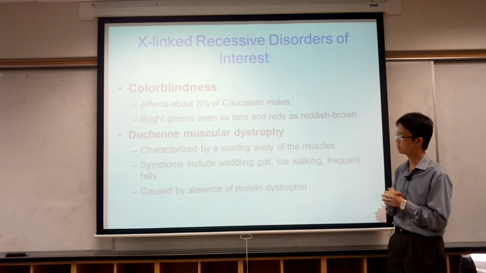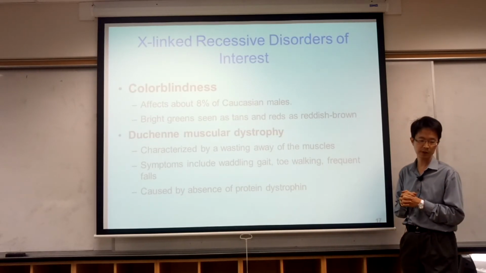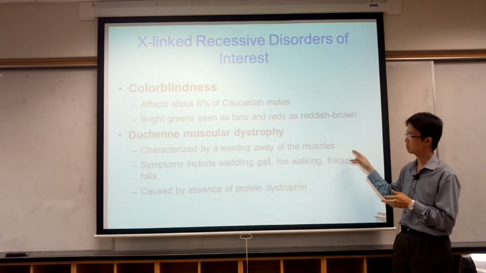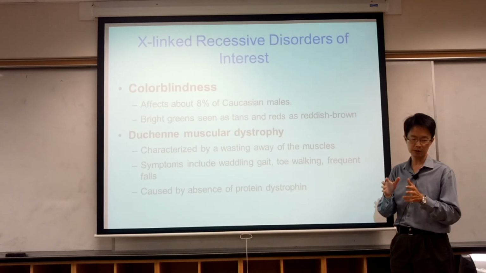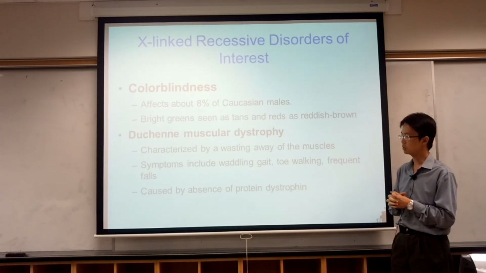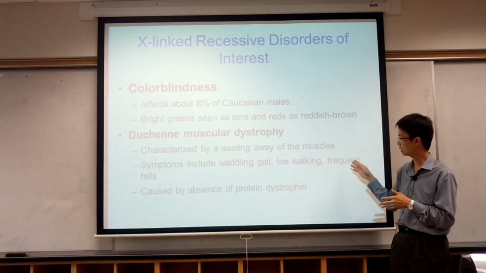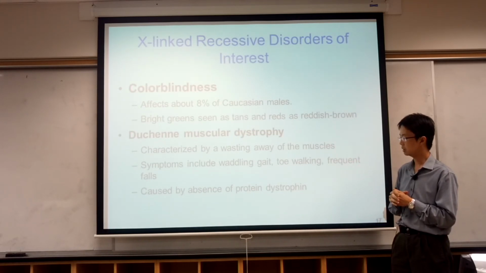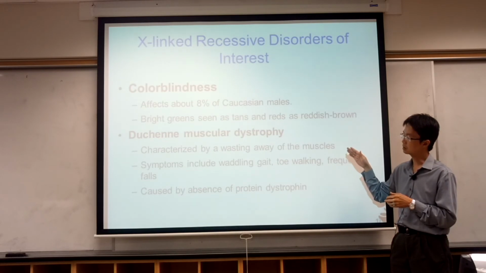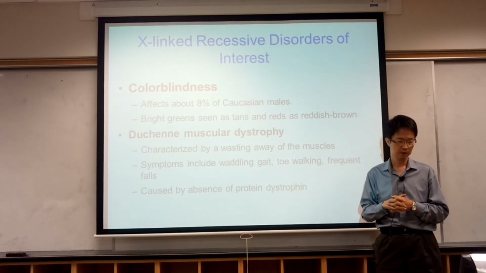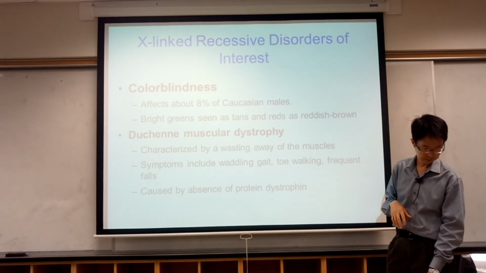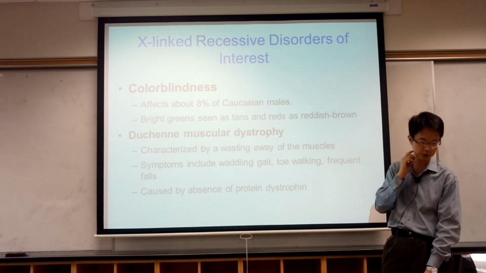Duchenne muscular dystrophy is basically where the muscle degenerates, so that you will have a weaker muscle that will cause movement disorder. All this movement disorder, gait, toe walking, frequent falls, is because this disorder causes the absence of the protein dystrophin, and that causes the muscle to degenerate.